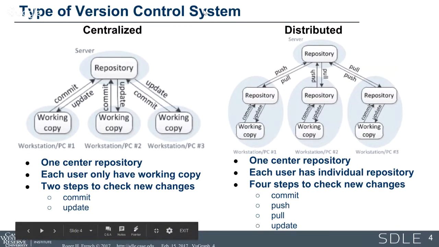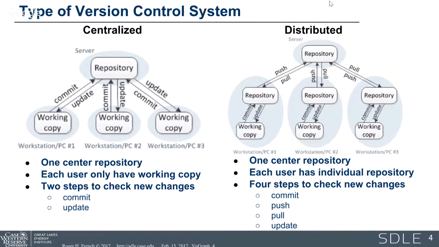As for the types of version control system, basically we have two types. One is called centralized, and the other is called distributed. From these two diagrams shown here, it's quite clear to see that the main difference between the centralized and distributed version control system is the number of repositories. For the centralized system, you only have one repository on the cloud.